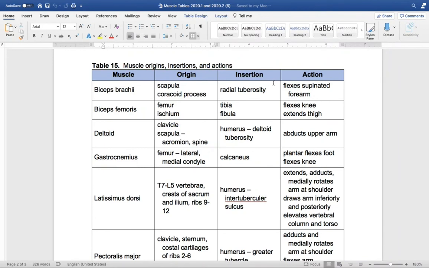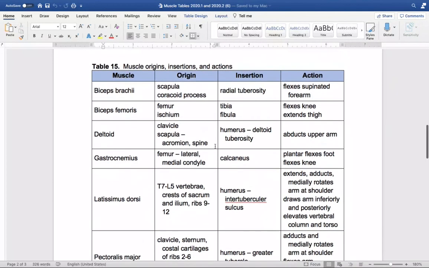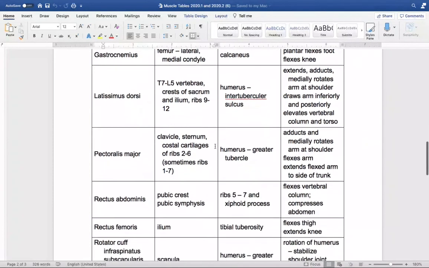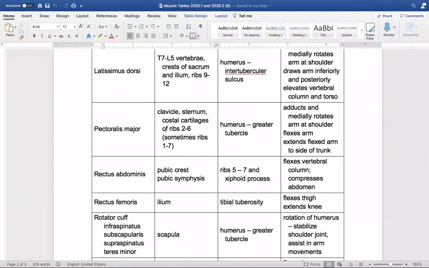This chart is organized in alphabetical order. However, I am going to be jumping around just a little bit so that I can go top down. So without any further introduction, I'm going to go ahead and jump in to our first muscle, and that is the pectoralis major. Now the pectoralis major is found on the anterior side of the chest. It is a chest muscle.